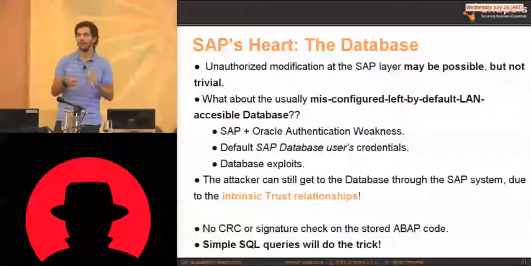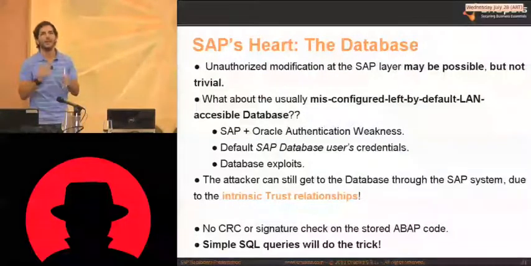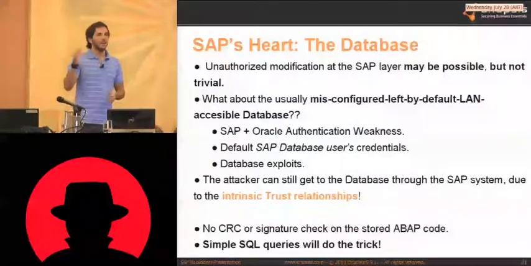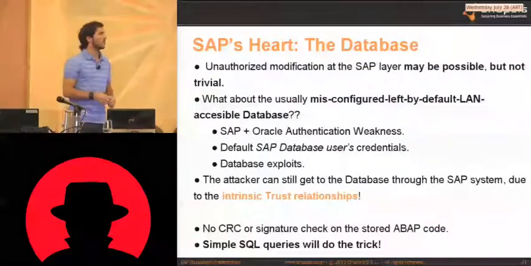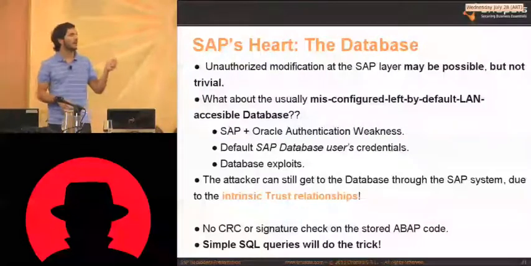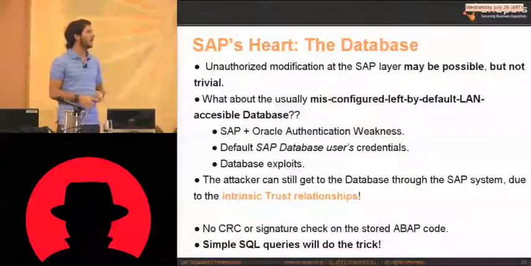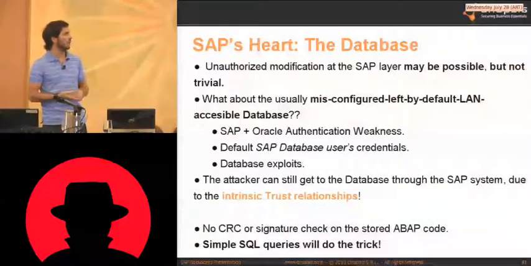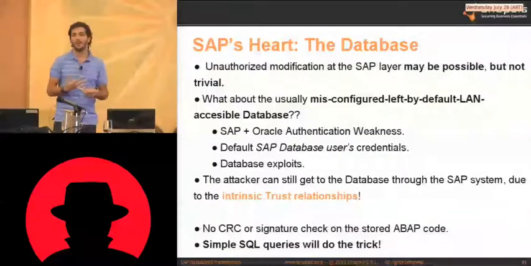So you can have Oracle, SQL Server, Informix, DB2. These attacks are not Oracle related. They can be in any database that it's running with. So as an attacker, you might find a way to modify an ABAP program directly in production, but it's not trivial. What an attacker will probably do is attack directly the SAP's heart, that is the database. He can exploit this SAP plus Oracle authentication weakness. He can use one of the default user credentials for the database access. He can run a database exploit and take over the database.